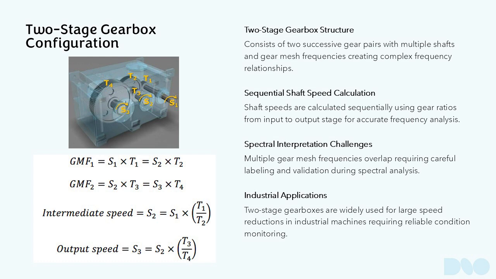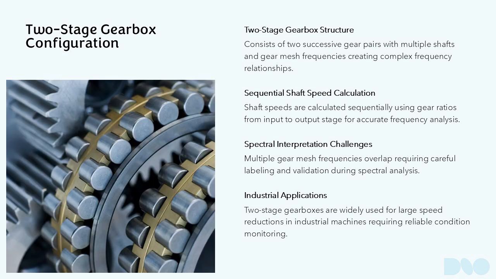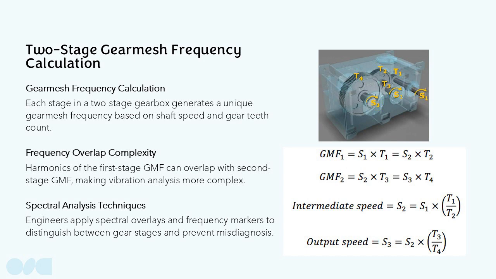Each shaft then serves as a source of rotational forcing frequency and as a modulating frequency for the gear mesh associated with that stage. Because multiple GMFs may fall within similar frequency ranges, spectral interpretation requires careful labeling and validation. Two-stage gearboxes are common in industrial applications where large speed reductions are required, making accurate forcing frequency calculation essential for reliable condition monitoring. In a two-stage gearbox, each gear pair generates its own gear mesh frequency.